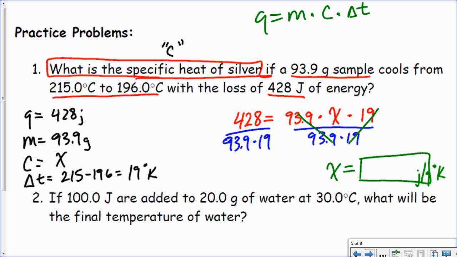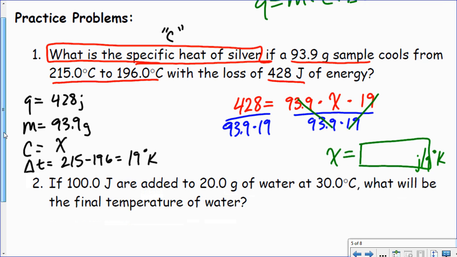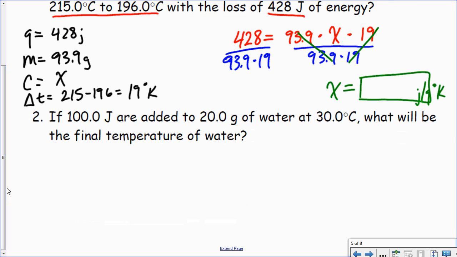I want to see you calculate that value. And it will not be the same as that on table B, because this is talking about silver, not H2O. Next variation on the equation.